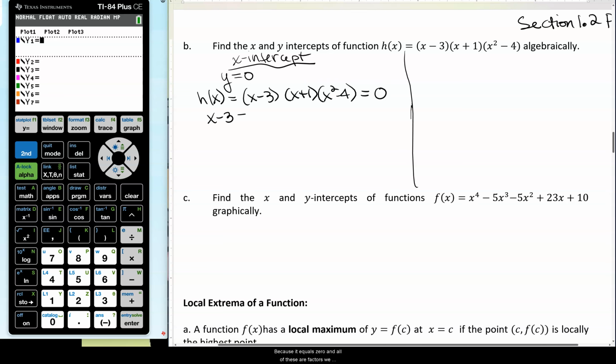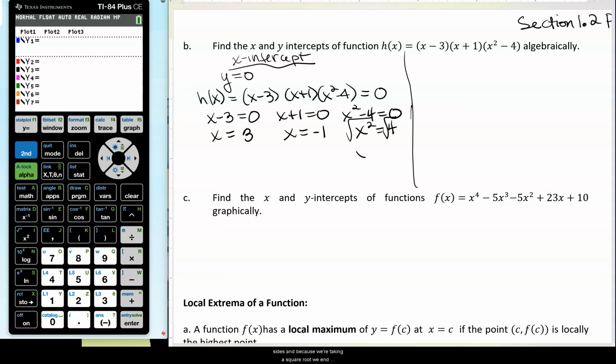Because it equals 0 and all of these are factors, we can separate them into 3 separate equations and solve. So x equals 3, x equals -1, then x squared equals 4. We take the square root of both sides, and because we're taking a square root, we end up with x equal to plus or minus 2. I'll get this written down. So we have 4 x-intercepts. We have the x-intercepts 3, 0, -1, 0, -2, 0, and 2, 0.